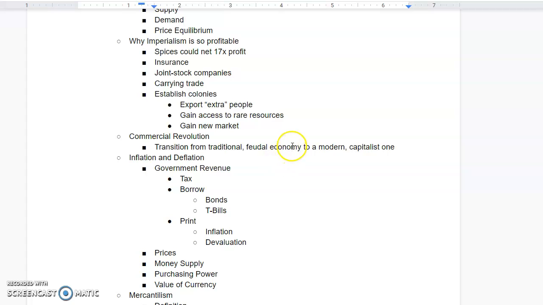They wanted to gain access to rare resources, right? When you trade, you want to trade for things you don't have. And the further away from where your geographic location is, the more likely that the climate, the minerals, the crops grown are different. And so they want access to rare materials, and they wanted to gain a new market as well. Another term is this commercial revolution.